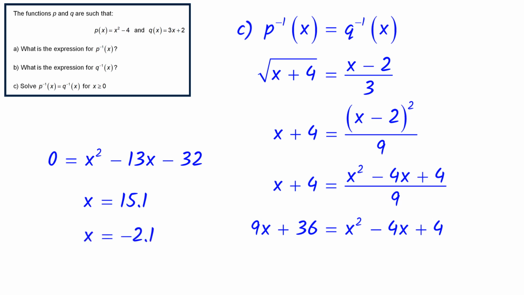But because the question in part C states that x has got to be greater than or equal to 0, we can reject the negative solution. So x is only equal to 15.1. Okay, so that is how you answer a typical question asking us to find inverse functions.